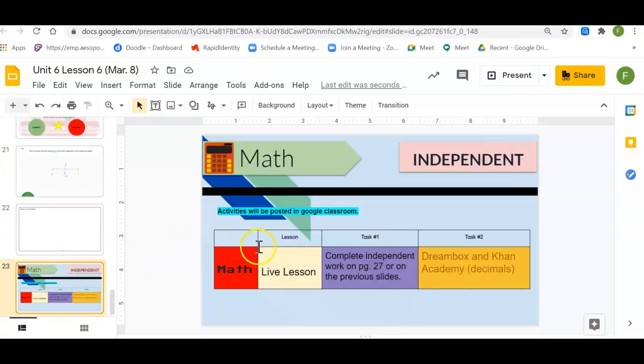And lastly, this is just a reminder of what we need to do. So you're going to complete the independent work on page 27, or if you did it in the slides, that's fine. And also, you're going to have to do Dreambox and Khan Academy. So you can work on Dreambox and Khan Academy, and you've already got Khan Academy decimals assigned to you by your teacher.